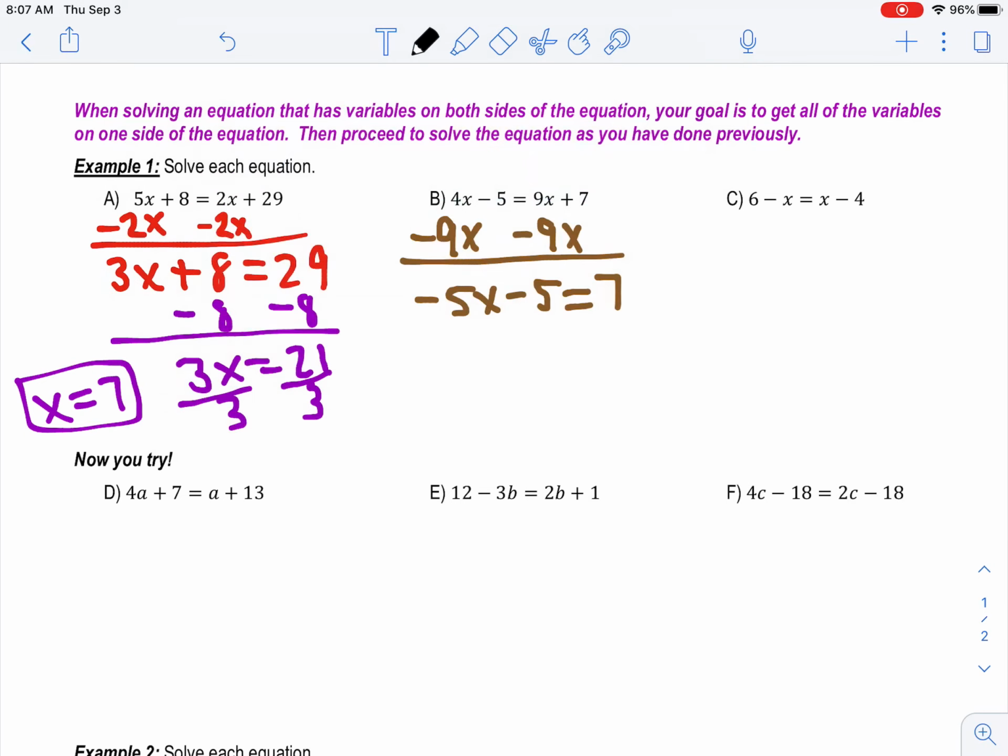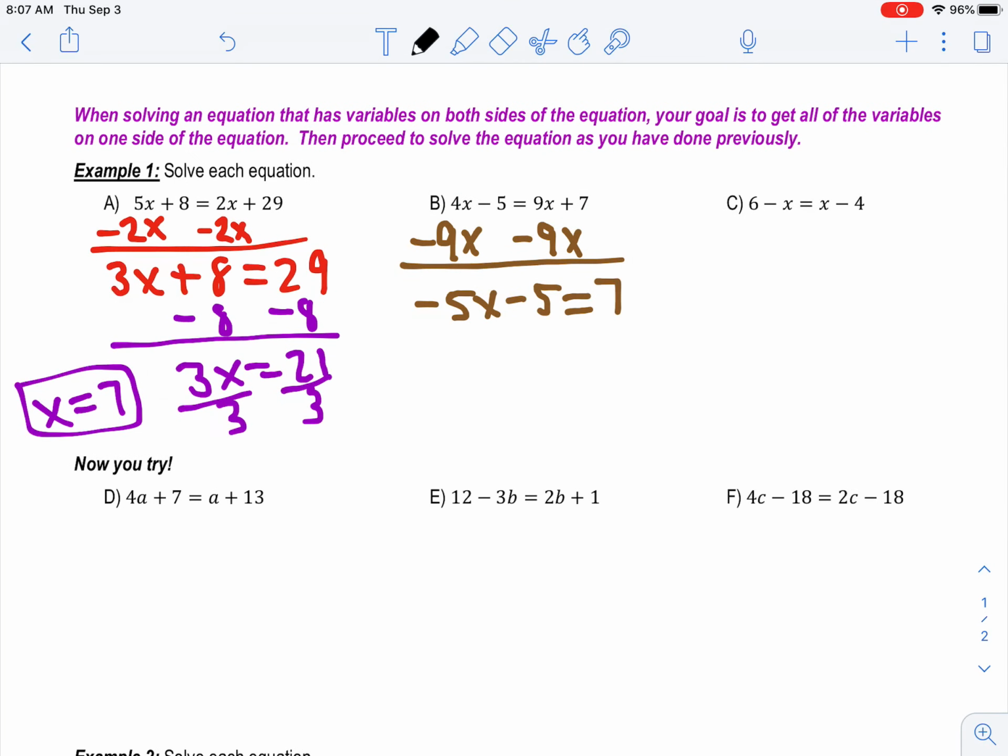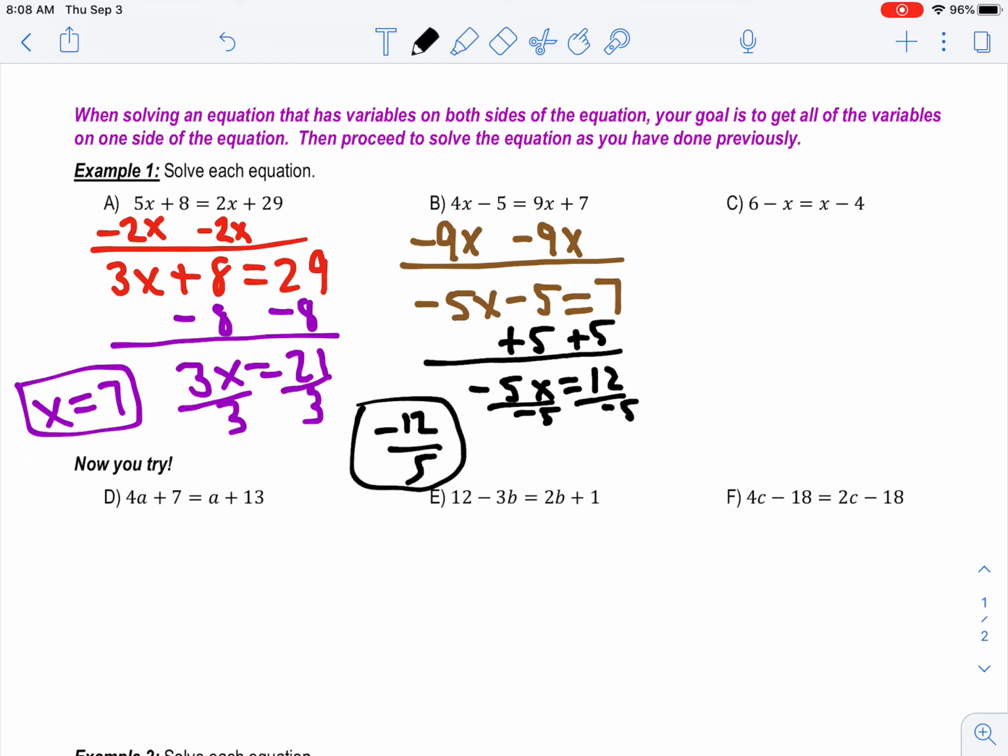Now we're going to free up our x. I'm going to move this negative 5 over by doing plus 5 on both sides of the equal sign. I'm left with negative 5x equals 12. If I divide by negative 5, I'm left with a fraction. I can leave my answer as negative 12 over 5, or I can take my calculator and do negative 12 divided by 5, and it'll give me negative 2.4. You may write your answer either way, as a decimal or a reduced fraction. It is all up to you.